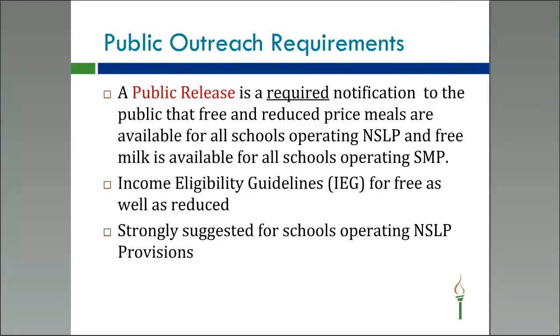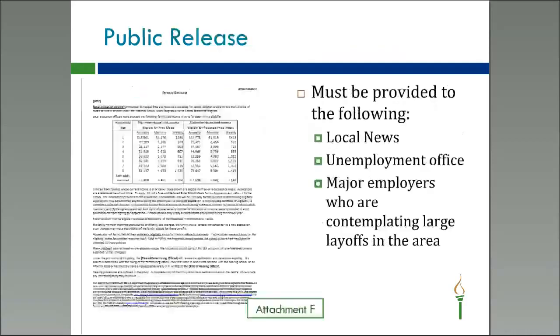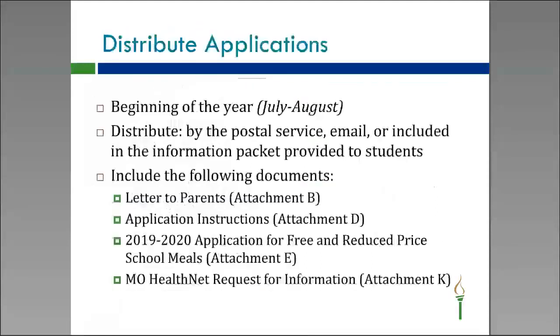A public release is a required notification to the public that free and reduced meals are available. The income eligibility guidelines are provided in the public release. There is a copy of the public release in our free and reduced price handbook. It must be provided to the local news, the unemployment office, and major employers contemplating layoffs. It's 2 pages now with the non-discrimination statement, so when you get this from our manual, make sure that you get both pages published.